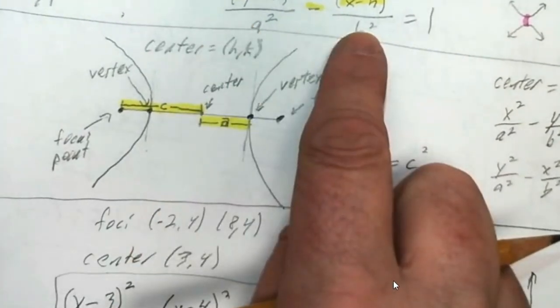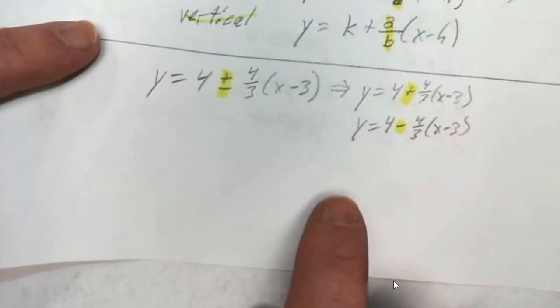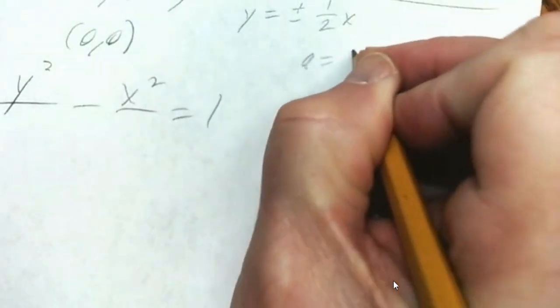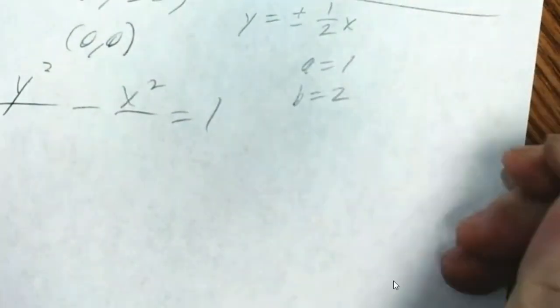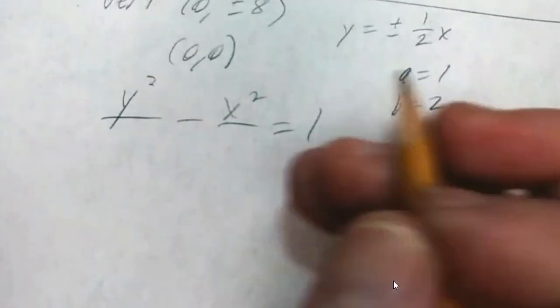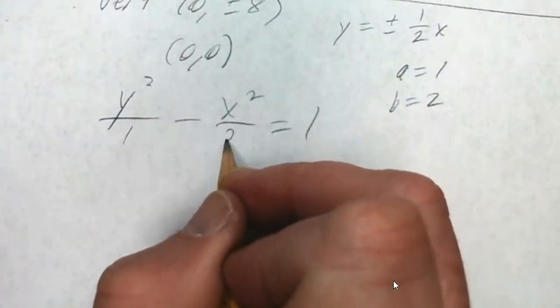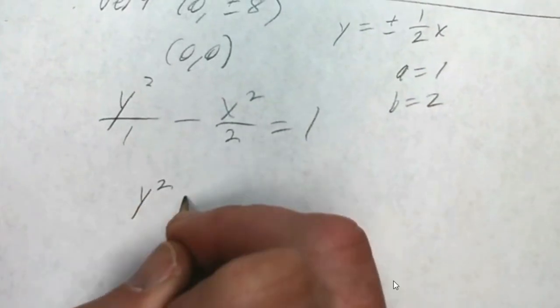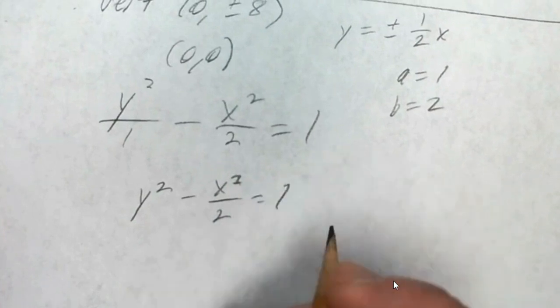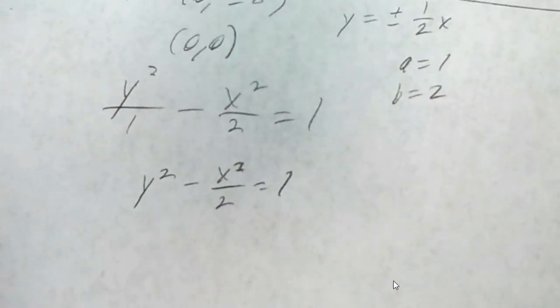So that means the vertical one, where's my notes? Vertical is a over b. A equals 1, b equals 2. A over b. So y squared over 1 minus x squared over 2. So this really just simplifies to y squared minus x squared divided by 2 equals 1, because y squared over 1 is just y squared. Let's see if that's one of our choices. It is not one of our choices.